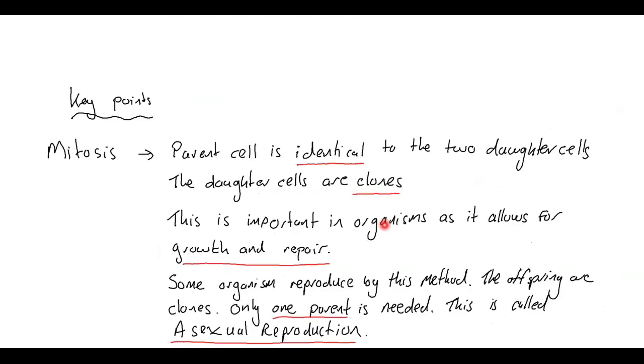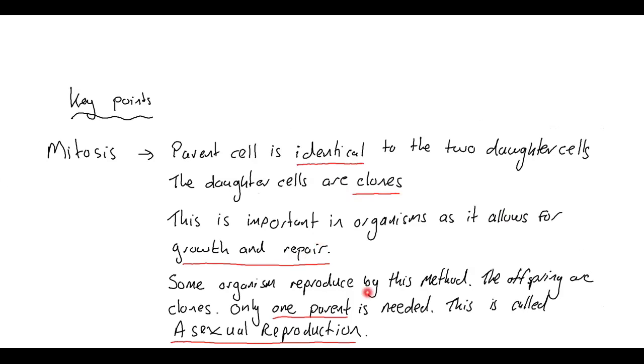In mitosis, the parent cell is identical to the 2 daughter cells, and these daughter cells we call clones. It's important in organisms because it allows for growth and repair. You're getting taller because you're producing identical cells, right? You're replacing the skin cells when you've got a cut on your hand because of mitosis, and they're making identical cells there.